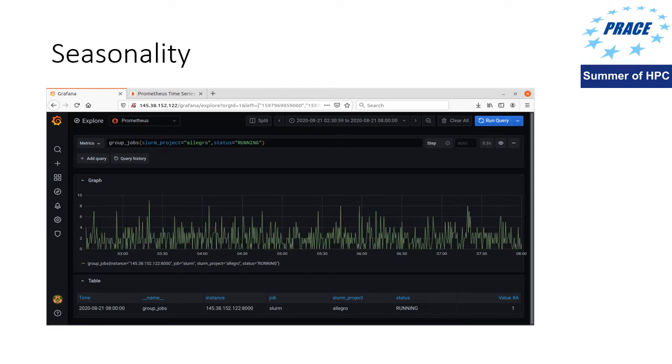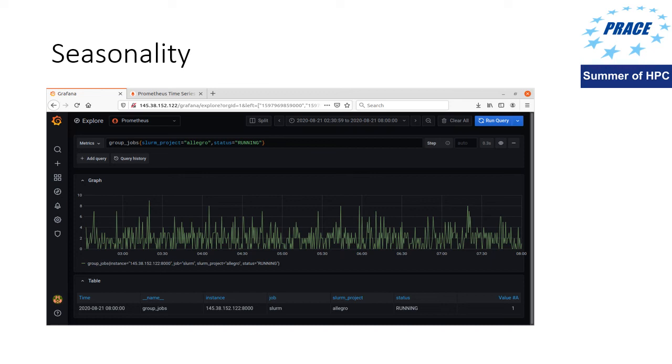Seasonality is basically the periodic fluctuation of trends. That is, if we observe a certain trend within a certain period of time, for example a week, then we observe a different trend within the next week, and so on. In our analysis, the Slurm project Allegro showed that it had some seasonality properties.